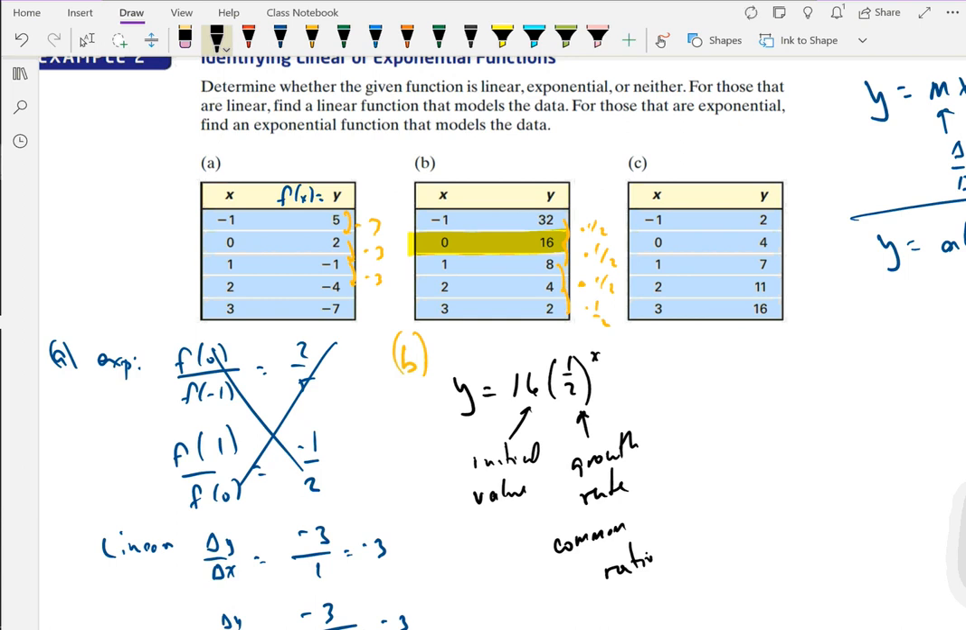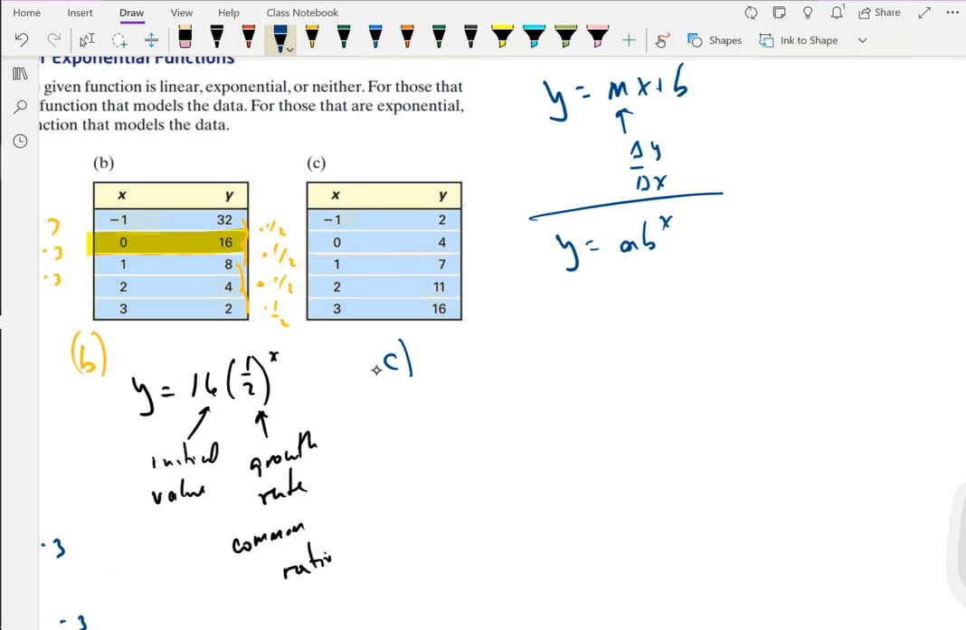Now, as I take a look at consecutive values, though, I reverse that. I would really do 16 over 32, 8 over 16, 4 over 8, 2 over 4. So my ratio is 1/2 here. So 1/2 is my growth factor. And as I keep increasing values of x, my y values keep getting smaller because they're being multiplied by half of what I had previously.